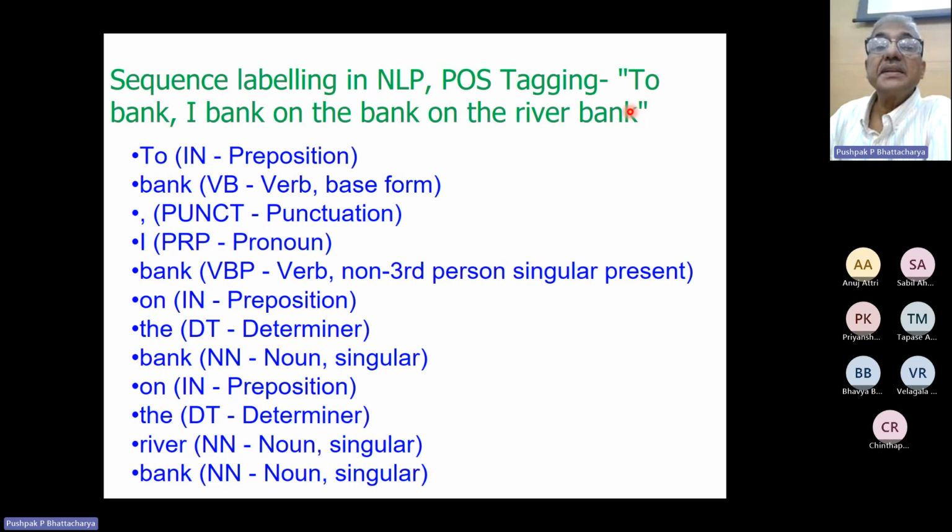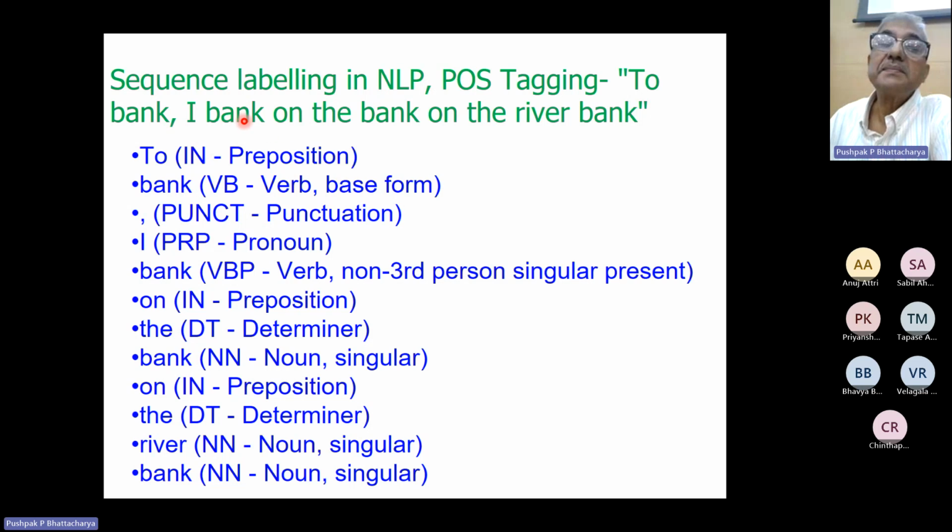So I take this sentence: "To bank, I bank on the river bank." So to bank, here bank is a verb. To bank means to do banking transactions, opening account, withdrawing money, depositing money. This is the banking activity.